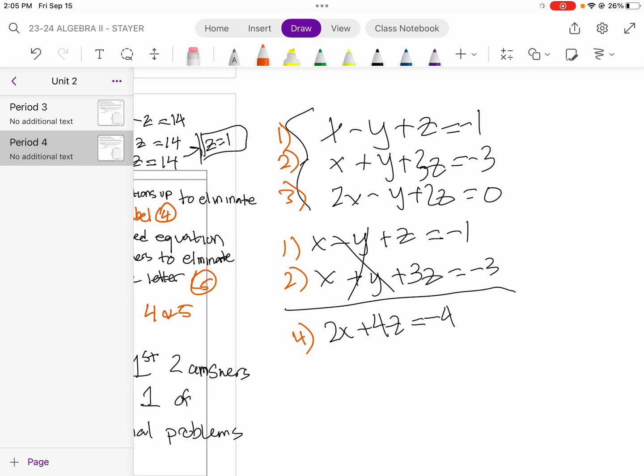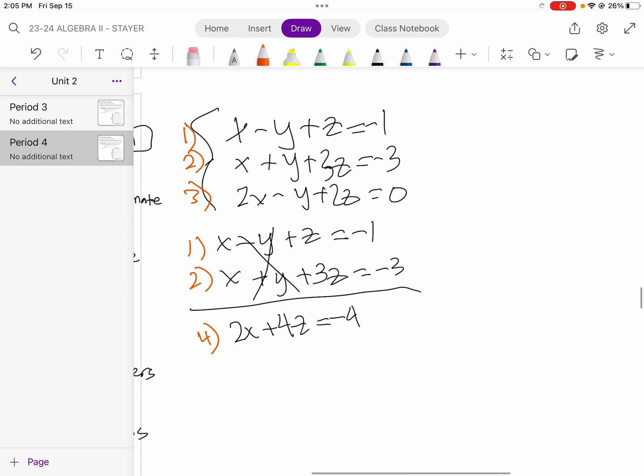Carter, if I use 1 and 2, what's the equation that I have to use next? 3. I have to use 3. Excellent. Dincoda, what do you think? 3, because I'm looking at this right here. 3 and what is going to cancel really nicely with the y? Is it 1 or 2? I would say 2. I would agree with you.